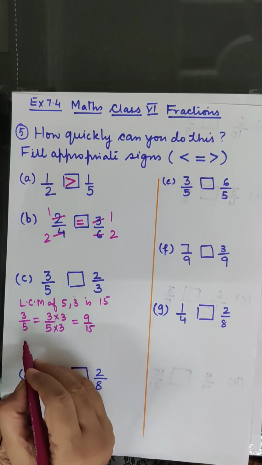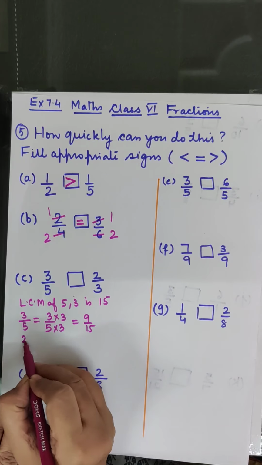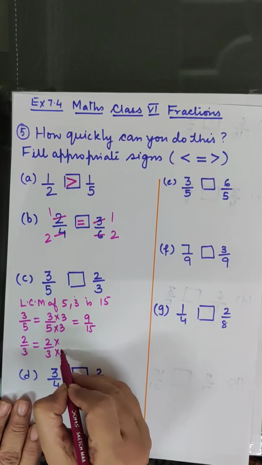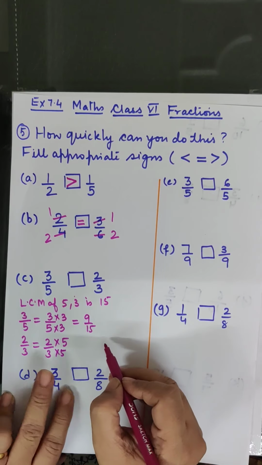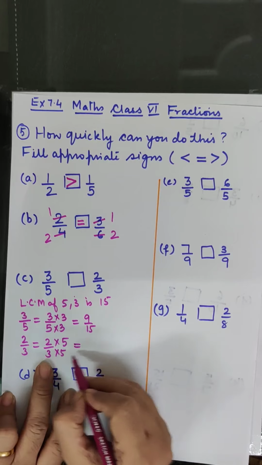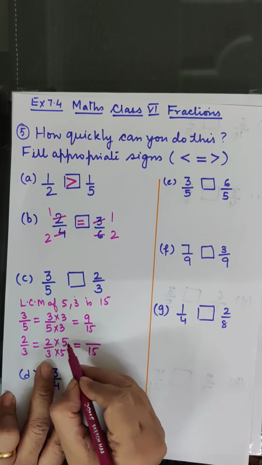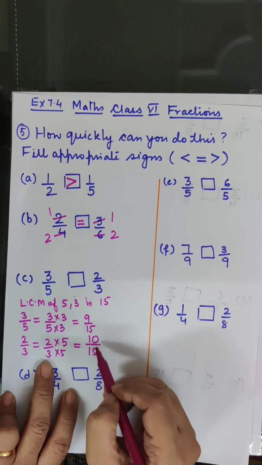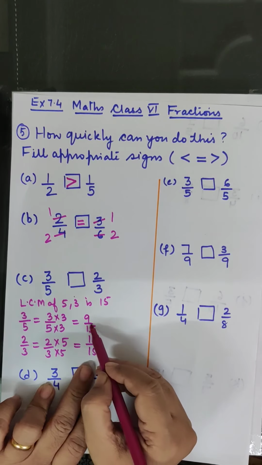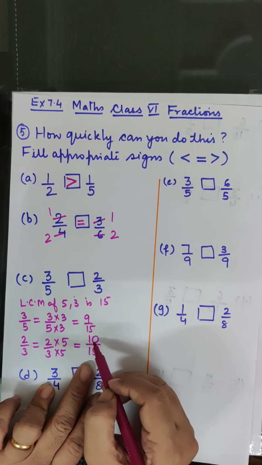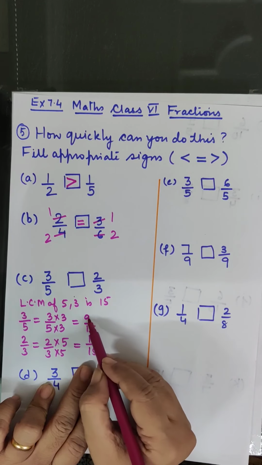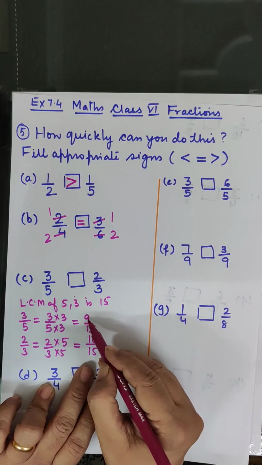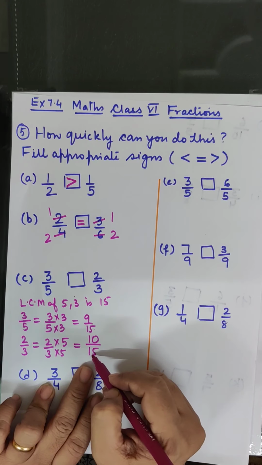Okay. Now see here 2 upon 3. 2 upon 3 can be written as we multiply numerator and denominator by 5. When we multiply it by 5, so 3 5s are 15 and 2 5s are 10. Okay. Now you see in both the fractions the denominator is 15. So when the denominators are same, we compare the numerators. So smaller the numerator, smaller is the fraction. So it means 9 upon 15 is smaller than 10 upon 15.